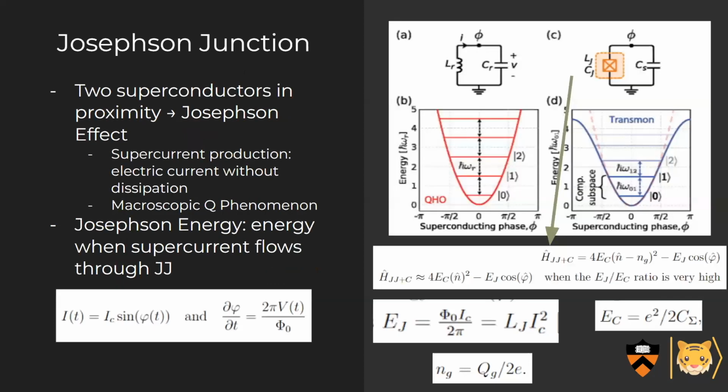So what is a Josephson junction? You might have already seen this, but basically two superconductors in proximity cause a supercurrent, which is an electric current without dissipation. That's called the Josephson effect, and it is a macroscopic quantum phenomenon. A Josephson junction is an element that utilizes this, and it allows us to introduce nonlinearity in our energy levels, as solutions to our Hamiltonian. You can see the regular quantum harmonic oscillator in figures A and B of the first image here. Those are just regular quantum harmonic oscillators, with the same energy between each energy level.